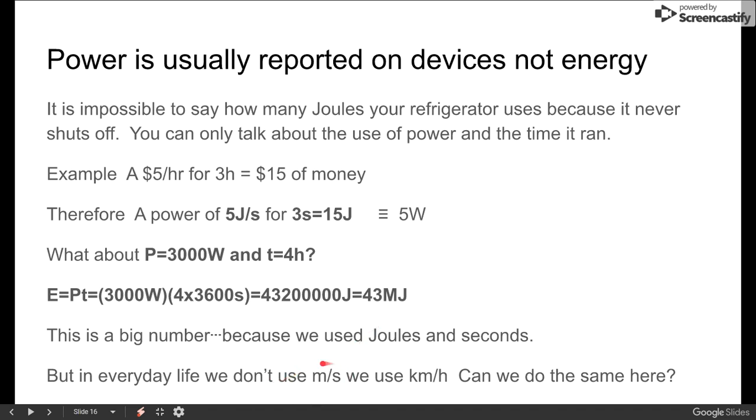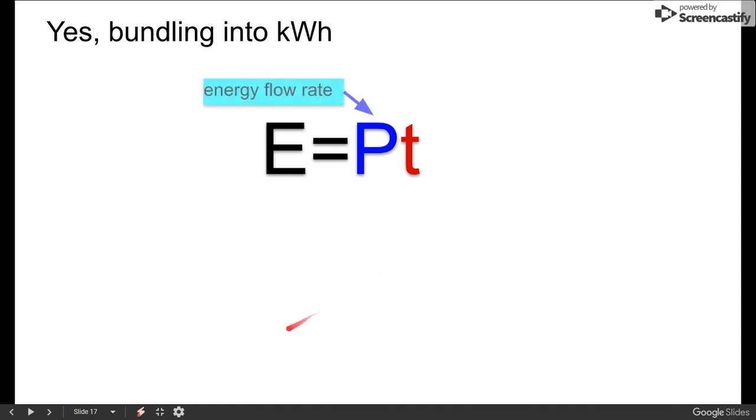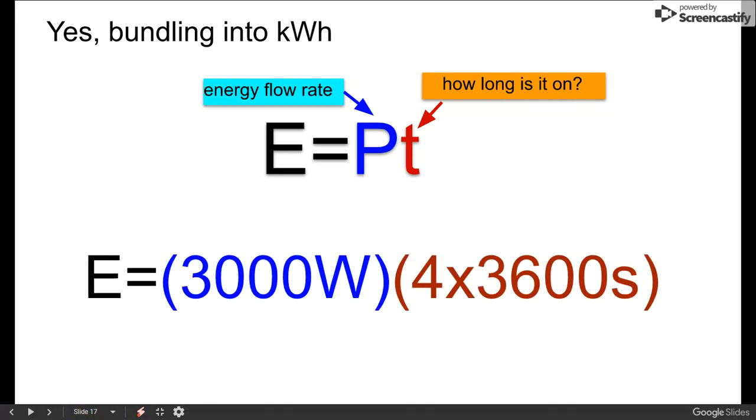In everyday life, we don't use meters a second. That's fine for the physics classroom, but in the real world, we use kilometers and hours. So the same thing applies here. We bundle into kilowatt hours. If I give you the formula E equals power times time, joules per second by the time they're running, what can we do with this? We have energy flow rate, which is joules per second, or dollars an hour, kilometers an hour. It's a rate. You multiply that rate by the time the activity takes place or how long the appliance is on for, and you will get your total energy.